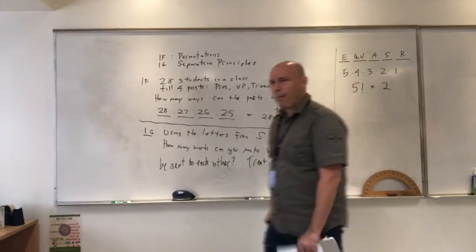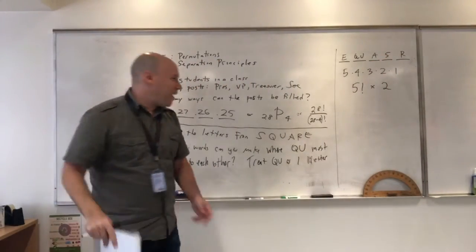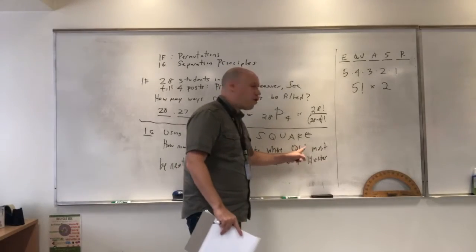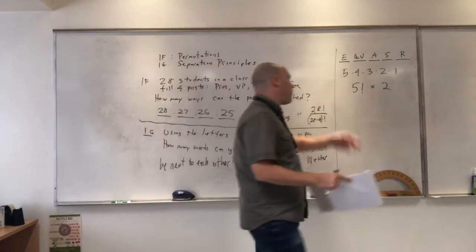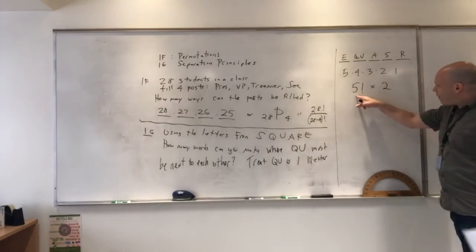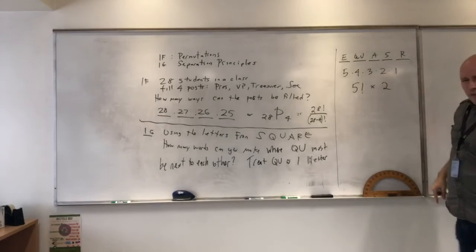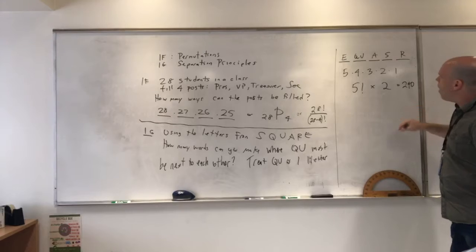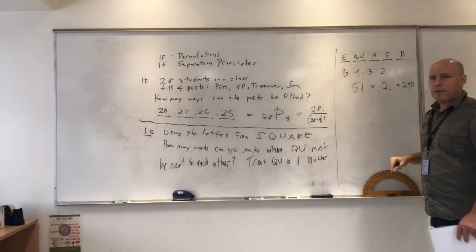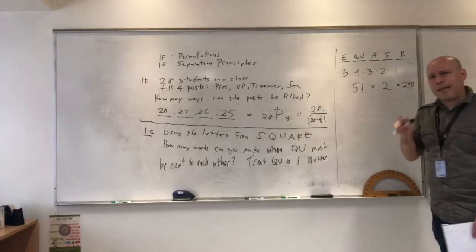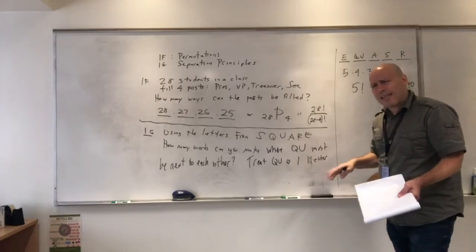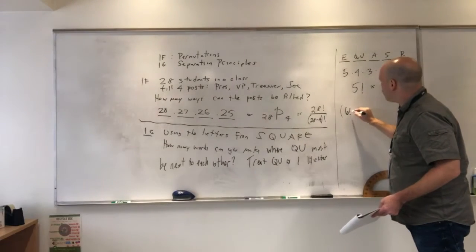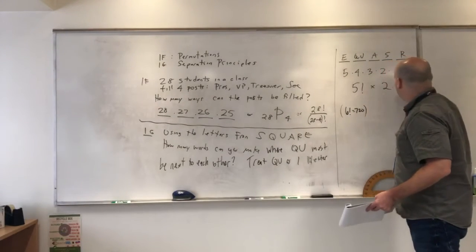Where does the 2 come from? Yes, because it can be QU, but it can also be UQ. That's where that comes from. So the answer is 5 factorial times 2. What's 5 factorial? 120 times 2. There's 240 words that I can make with the letters of SQUARE where QU must be next to each other. How many 6-letter words can I make? On the side, 6 factorial is 720. So yeah, it's not that many.